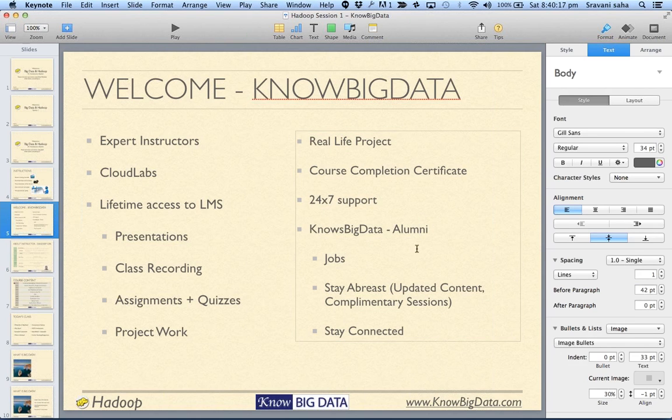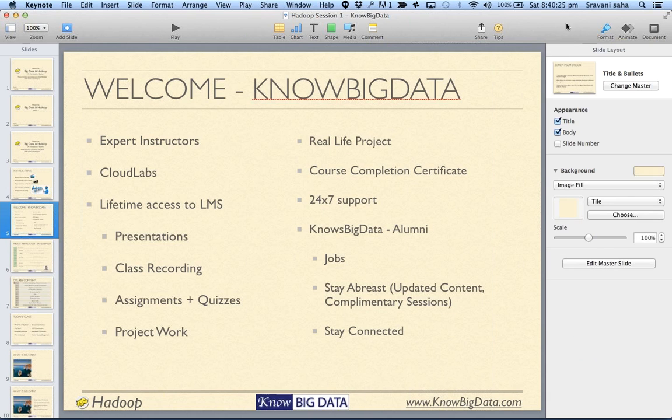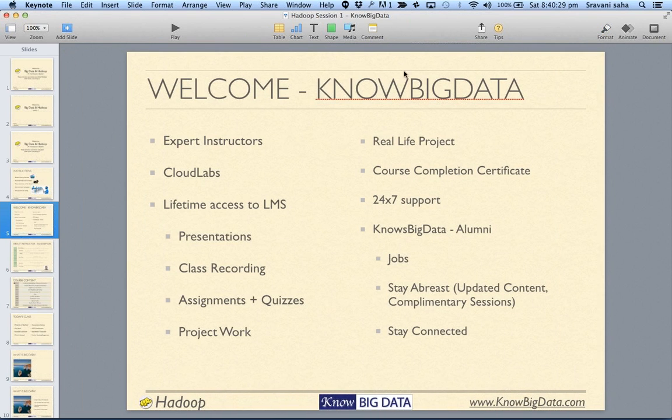So we have something called No Big Data Alumni, where we keep on posting jobs which our knowledge partners share with us, as well as keep informing you about the latest technologies. Along with that, we try to stay connected with our students.